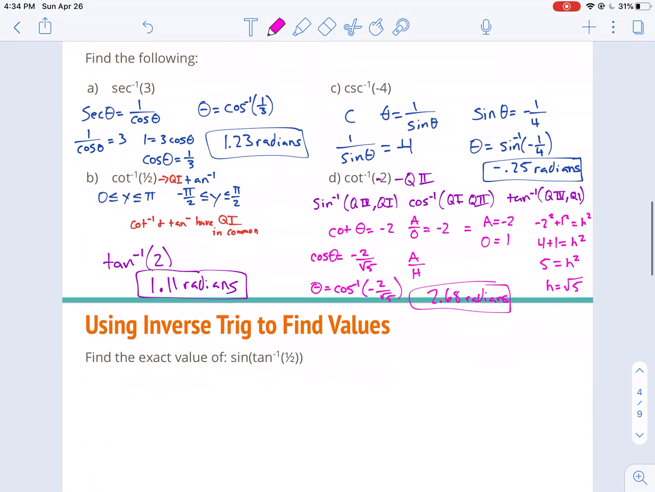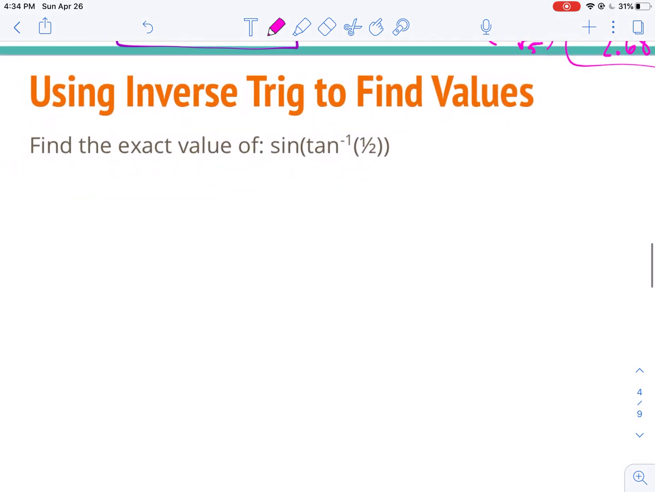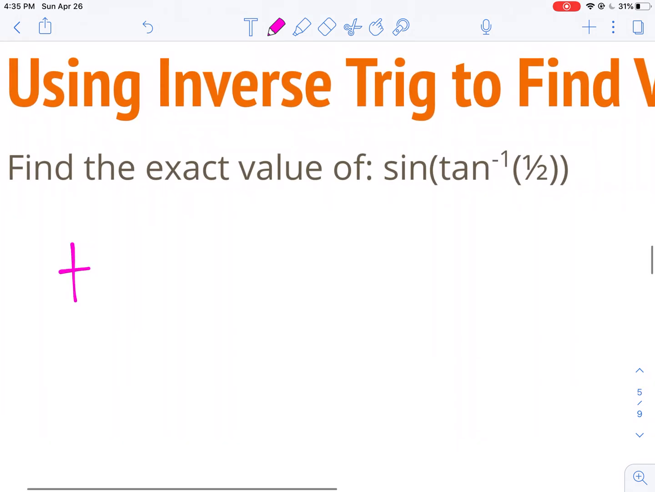All right, now using inverse trig to find some values here, it's really good that we did go through the process of finding the hypotenuse there, because now we're going to be able to find the exact value of any trig function knowing what we're looking at. And obviously we have the tangent inverse of 1/2 to start off with. Tangent inverse of 1/2, we don't have any unit circle angle with a tangent of 1/2. But what we do know is that I've got some tangent theta which is equal to 1/2.